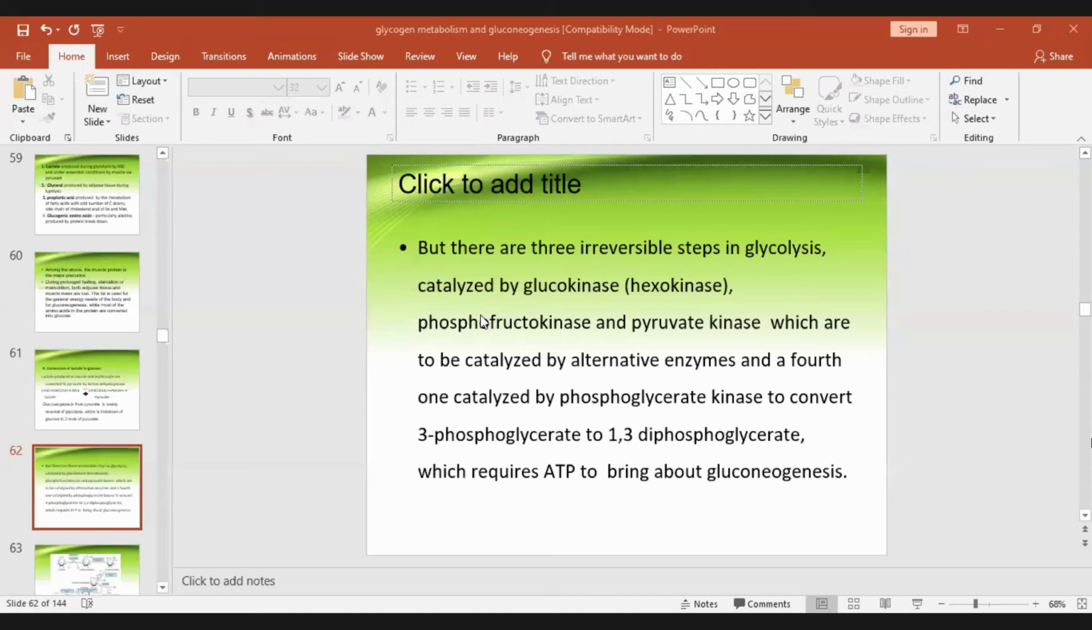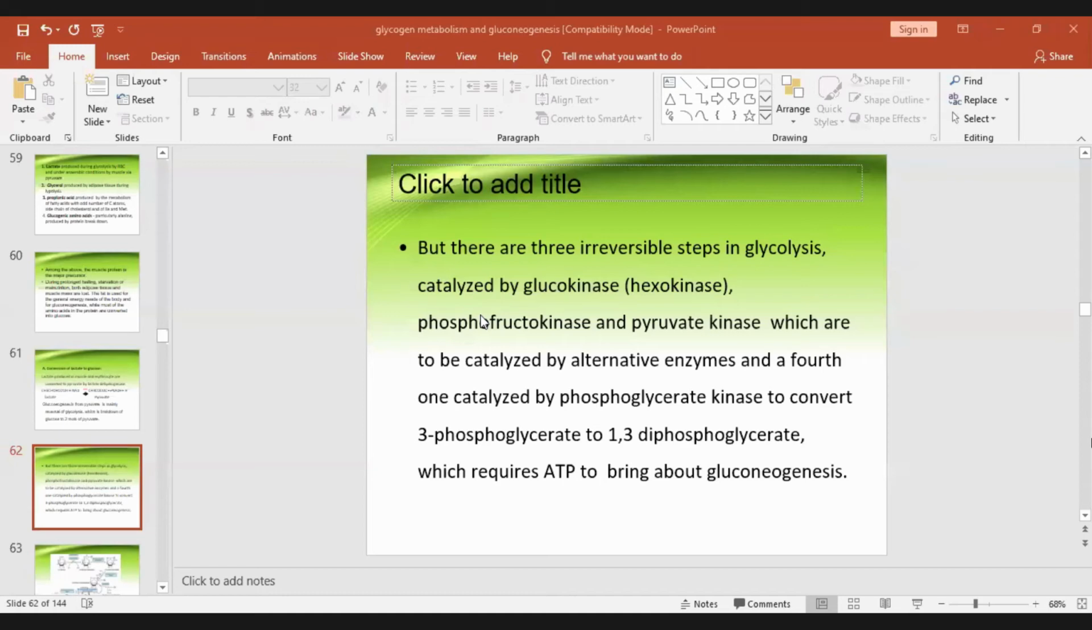Then the steps from 1,3-bisphosphoglycerate to fructose 1,6-bisphosphate, by glyceraldehyde 3-phosphate dehydrogenase, aldolase, and phosphotriose isomerase, are reversible. The next irreversible step of glycolysis to be bypassed is conversion of fructose 1,6-bisphosphate to fructose 6-phosphate, catalyzed by the gluconeogenic enzyme fructose 1,6-bisphosphatase. While fructose 6-phosphate is converted to fructose 1,6-bisphosphate in glycolysis by phosphofructokinase, in gluconeogenesis fructose 1,6-bisphosphate is converted to fructose 6-phosphate by fructose 1,6-bisphosphatase.